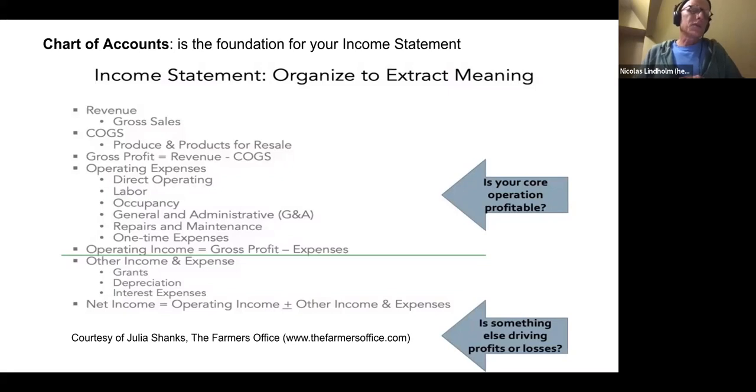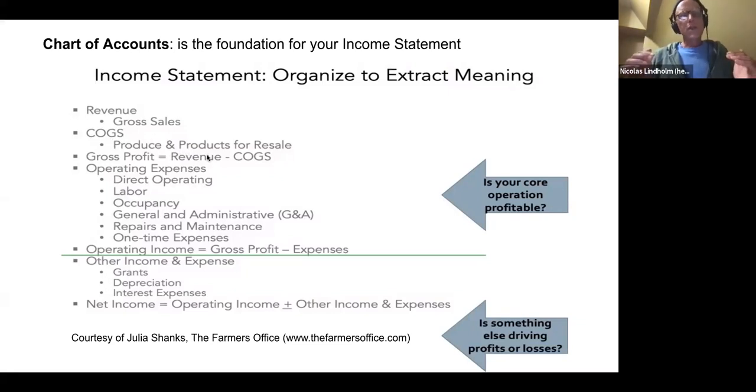Some accountants will tell you otherwise and might say to put your variable costs up in cost of goods sold. So I'm not saying there's a right or wrong to this, but I kind of side with Julia Shanks with this structure, where your variable expenses and direct operating costs usually live better further down and not in cost of goods sold. So moving along, gross profit is basically your revenue, your sales, minus that cost of goods sold.